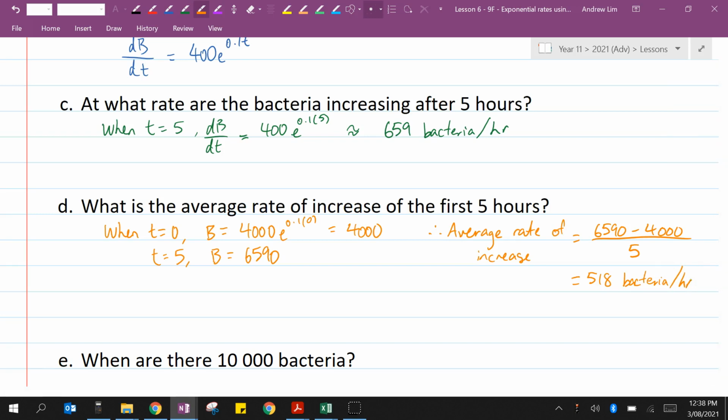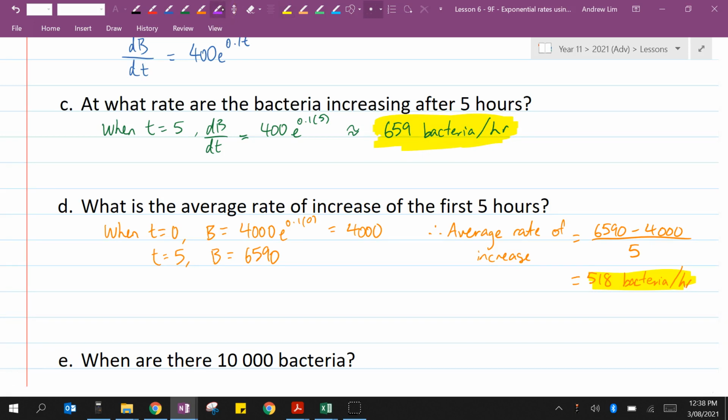Okay, so you might be thinking, why are these numbers different? Well, here the 659 bacteria, that's the instantaneous rate. Because it's not actually growing at 518 bacteria every single hour. That's the average. In fact, in the first hour it's probably less than that, and slowly is getting more and more and more. And by the time 5 hours has passed, it's now increasing at this rate of 659 per hour.